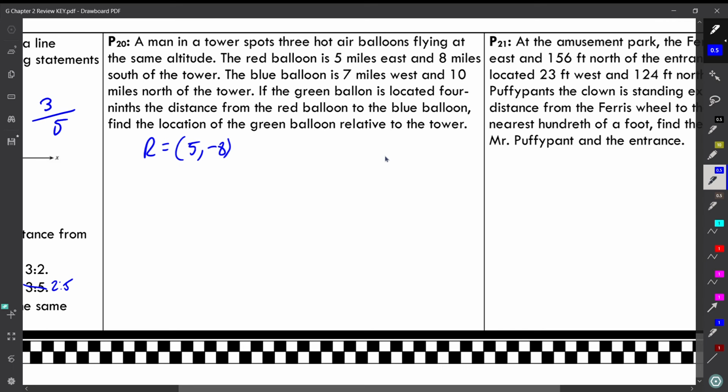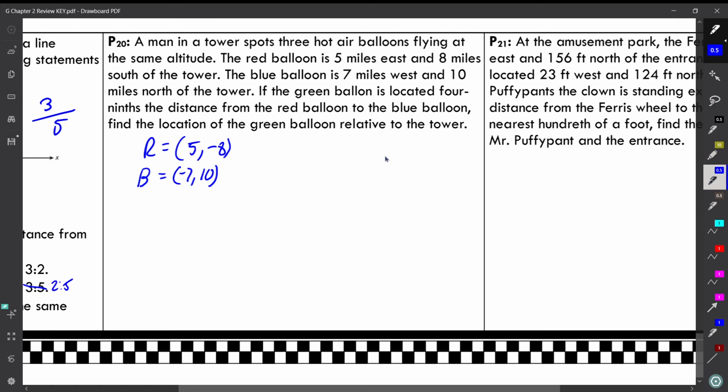The blue balloon, call it B, is 7 miles west. So west is to the left, so that'd be -7. 10 miles north, 10 miles up would be +10. Alright, there we go.